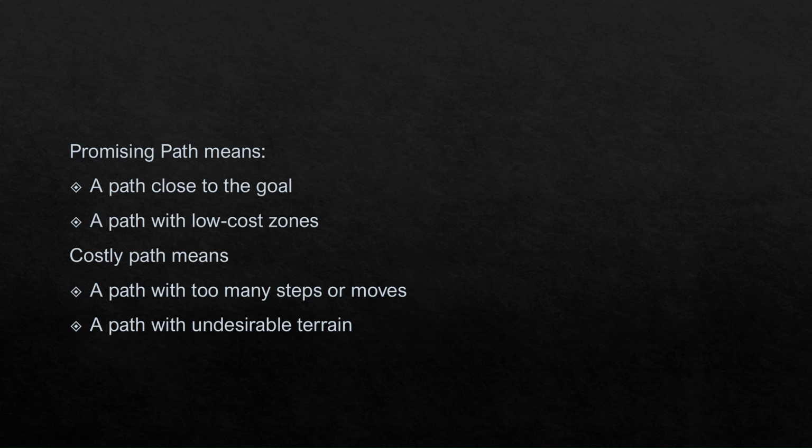A promising path means a path close to the goal, a path with low cost zones, and a costly path means a path with too many steps or moves, or a path with an undesirable terrain. For example, when you play a game, you'll see that when enemies want to attack you, they will choose the best and the shortest path towards you. If the path has an obstacle, they will not take that path.